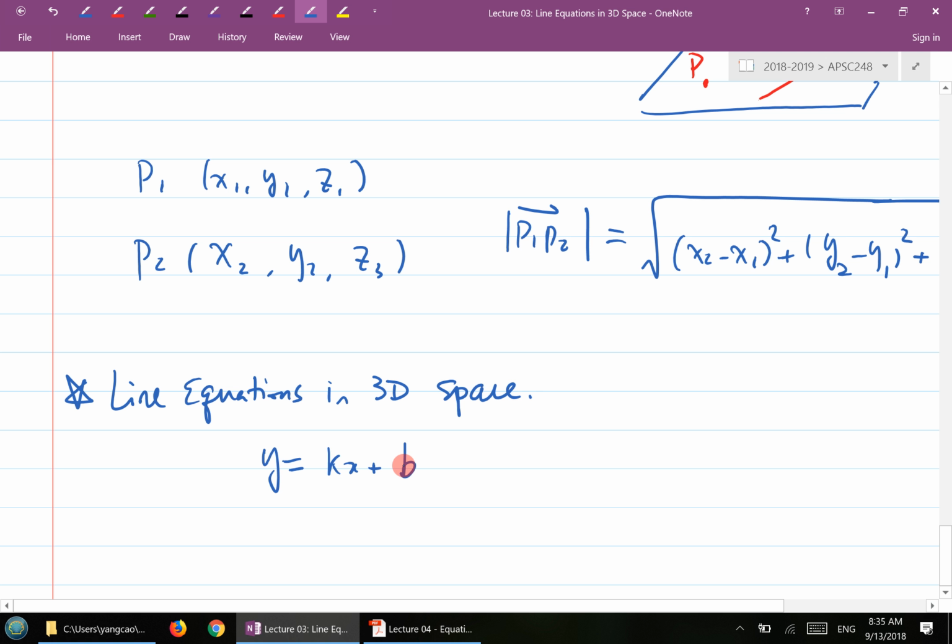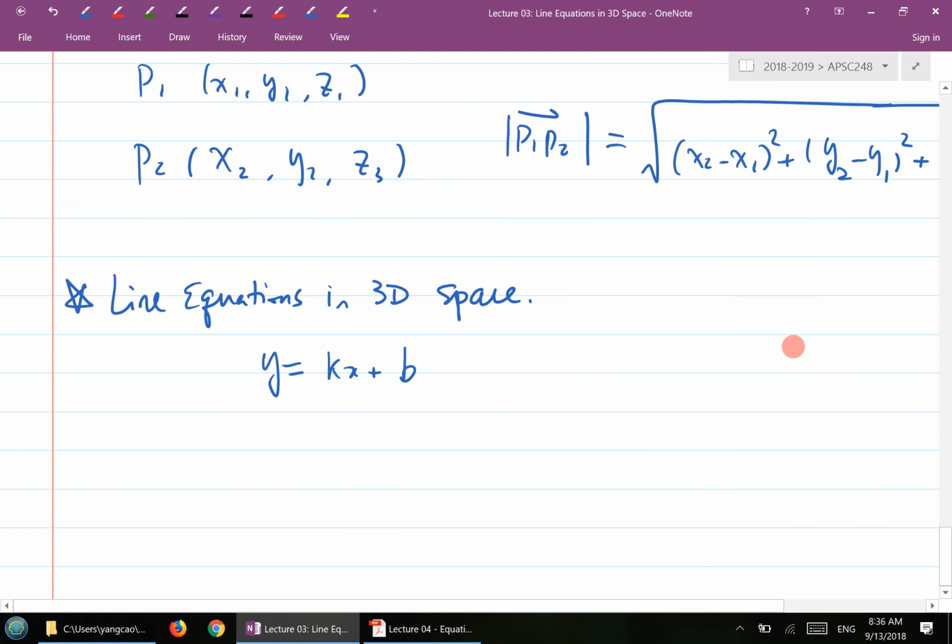But in 3D space, unfortunately, you cannot have a single equation like this to describe a line. As a matter of fact, in 3D space, a line is a special case of what we call a curve. If you draw a curve in 3D space, that's a curve or trajectory, and a line is basically a special case of that. So the question here is, how do we describe this trajectory, or this curve? We start with the line. Later we will evolve to the more general case, which is what we call a curve in 3D space.